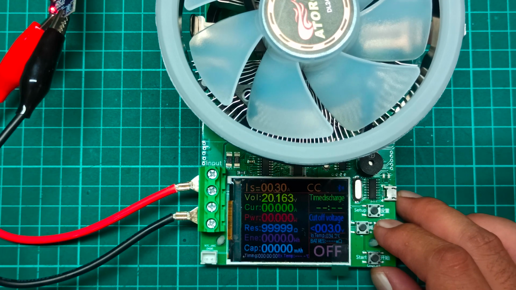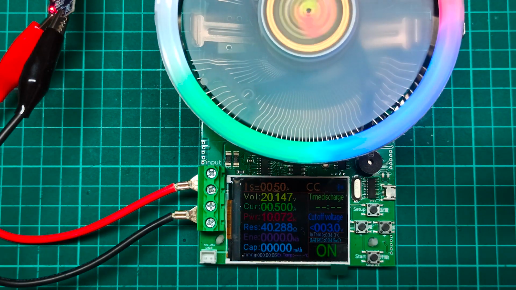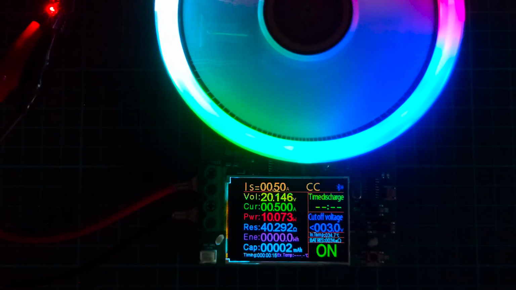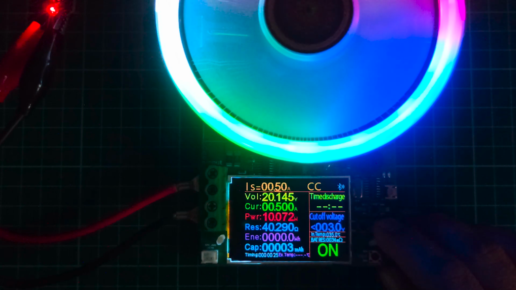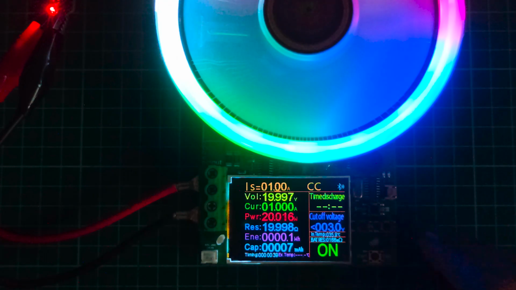We'll start the test by applying 0.5 amperes at 20 volts, which equals 10 watts. Next, let's increase the load to 1 ampere for 20 watts. No issues at all. Now at 1.5 amperes, the output is 30 watts and the voltage remains stable. For 40 watts, we'll increase the current to 2 amperes. Again, the voltage is stable, which means the device is performing well.